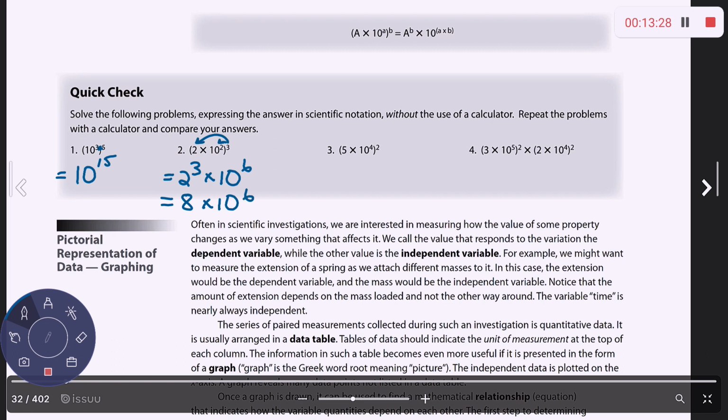Number 3, you would distribute the 2. This would be 5 squared times 10 to the 8th. 5 squared is 25. It would be foolish to leave an answer like that if I wanted the result in standard scientific notation, because this is not standard scientific notation. You would have to move this decimal over 1. So this would become 2.5 times 10, which raises the exponent on the power of 10 by 1, since I moved it one decimal place to the left. Easy enough? Okay, let's talk about graphing.